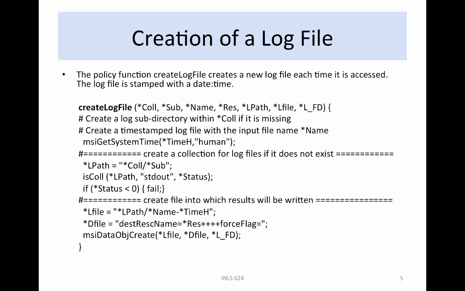The createLogFile policy function then creates a new log file each time the policy function is called. The log file is versioned with a time and date stamp to differentiate the new log file from previous log files. The descriptor for the log file is returned as *LFD, along with the path name to the log file *Lfile and the path name to the log file directory *Lpath. The file descriptor is used when the file is closed after the writes are done.